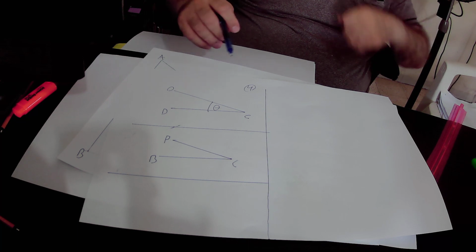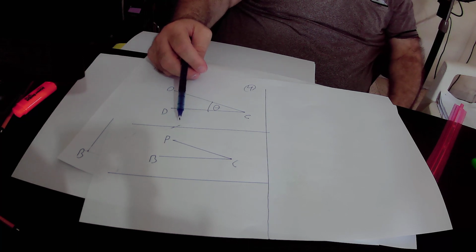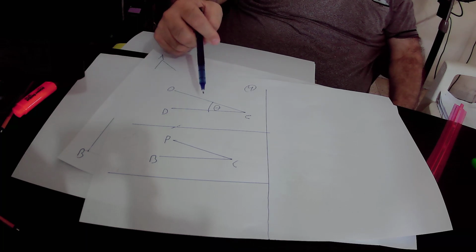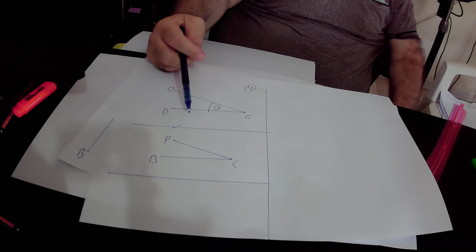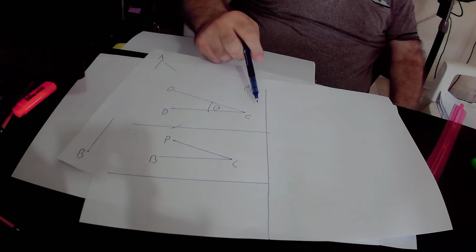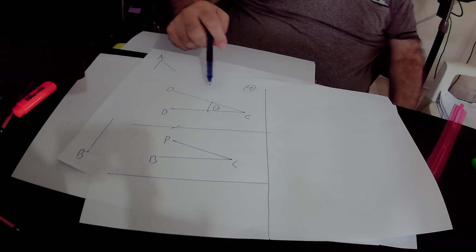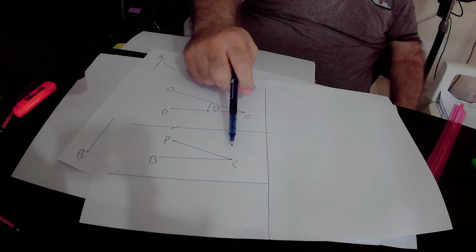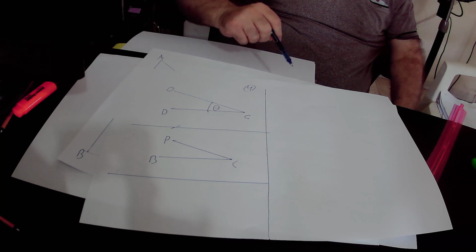Okay, so we have one leg that is a common leg, and the other leg on both triangles is located on a different straight line. The straight line CO isn't located on the same straight line as PC.